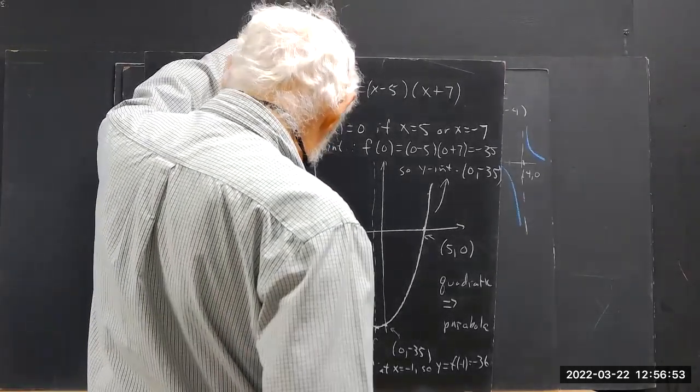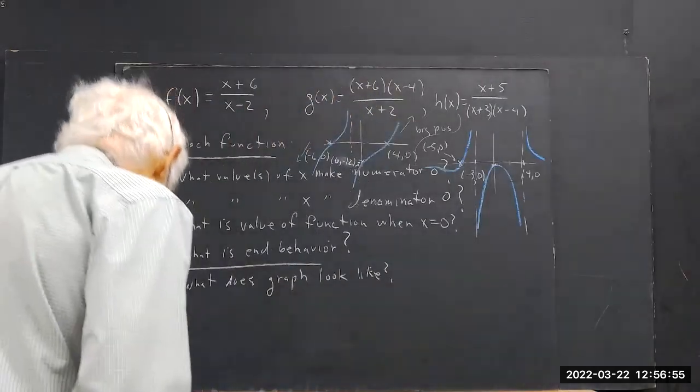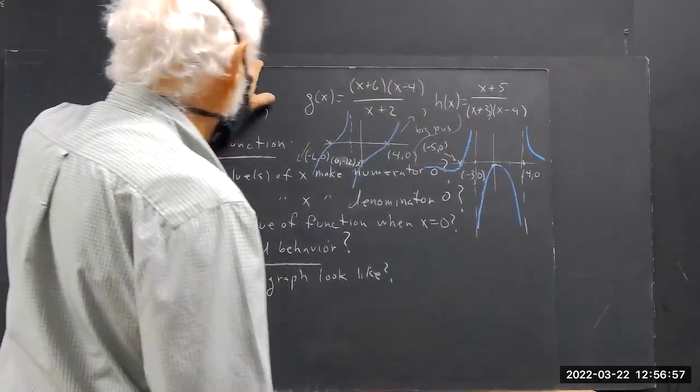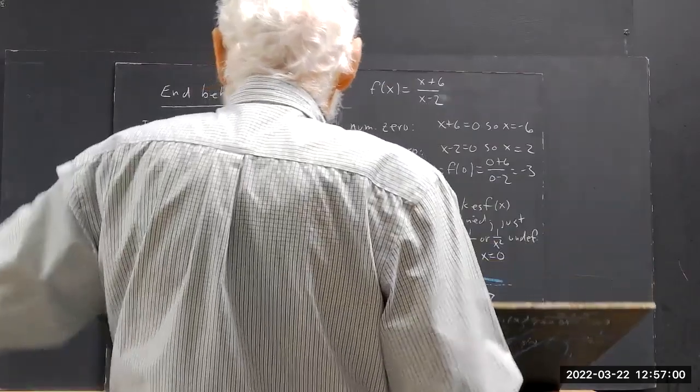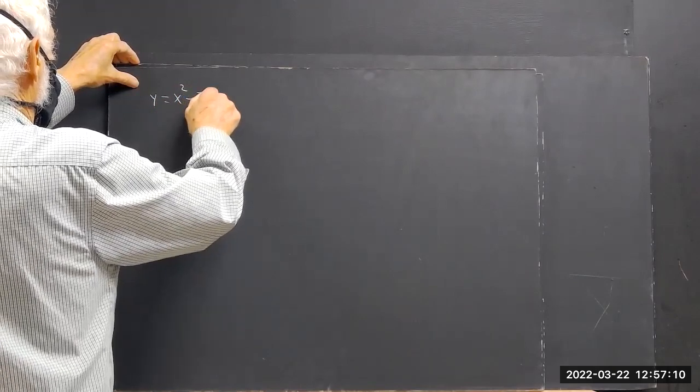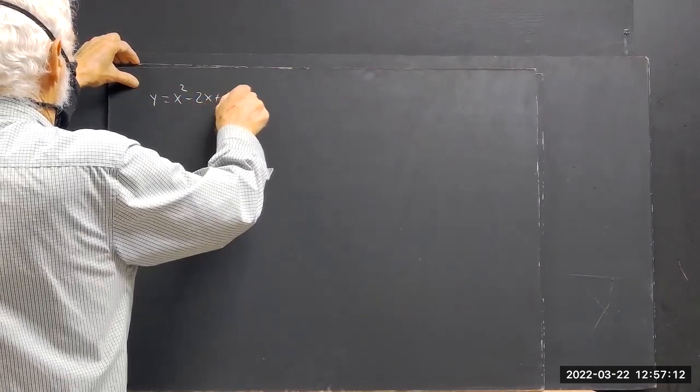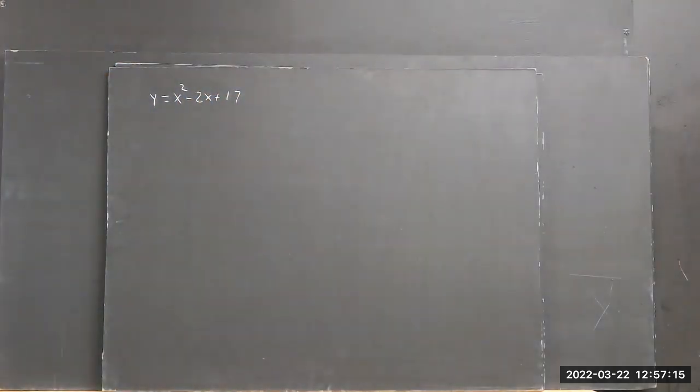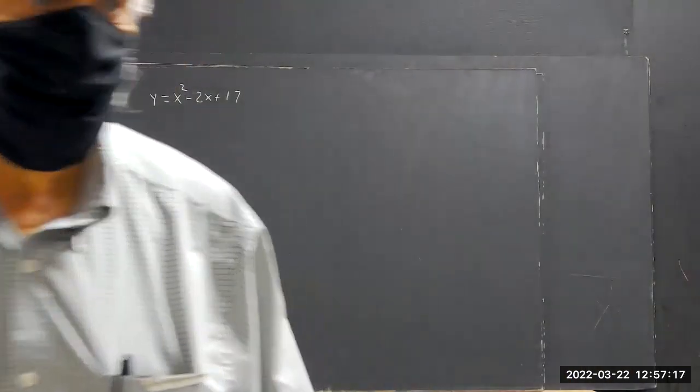Now we'll walk through this on the board. I've got the board back here. So now let's take y equals x squared minus 2x plus 17.